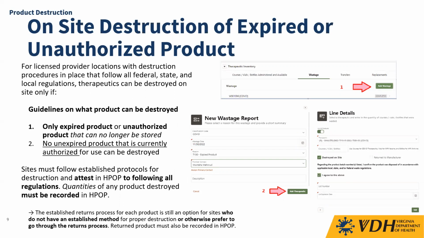Guidelines include destruction of expired product or unauthorized products that can no longer be stored. Please do not destroy any unexpired product that is currently authorized for use. If your location does not have an established method for destruction, you can still go through the product return process, which is on our next slide.